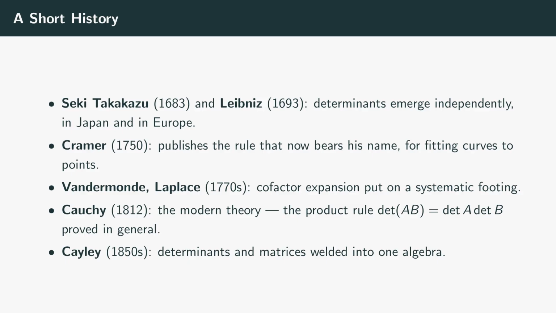In 1750, Gabriel Cramer published the rule that carries his name, using it to pass a curve through a set of points. In the 1770s, Vandermonde and Laplace put cofactor expansion on a firm systematic footing, which is why we also call it Laplace expansion. Then, in 1812, Cauchy assembled the modern theory and proved the product rule in full generality. The determinant of a product equals the product of the determinants.